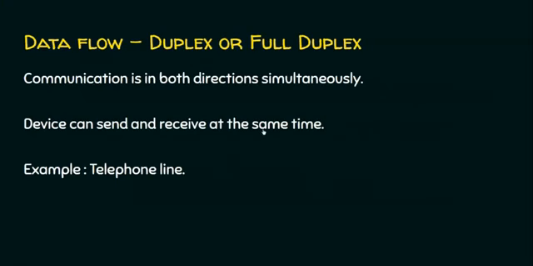Now we shall see what is full duplex or simply duplex. In the previous case, that is the half duplex, communication happened in both directions but not at the same time. Whereas in full duplex, communication can happen in both directions simultaneously. It means devices can send and receive data at the same time. Example, telephone line. We can talk as well as listen simultaneously on a telephone line.